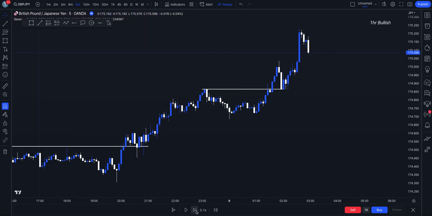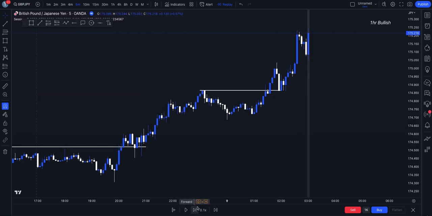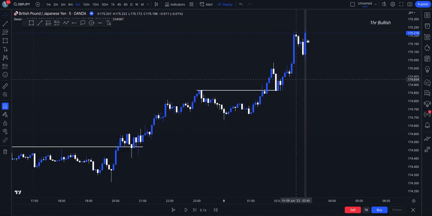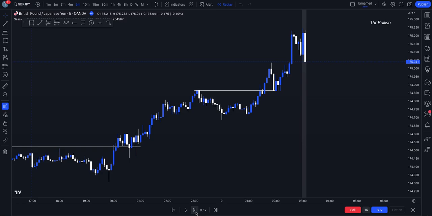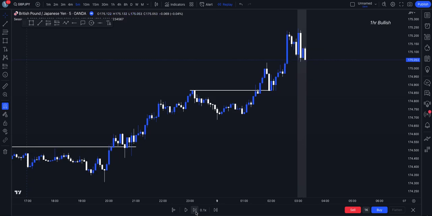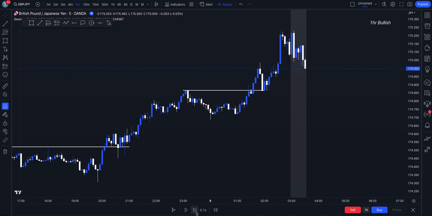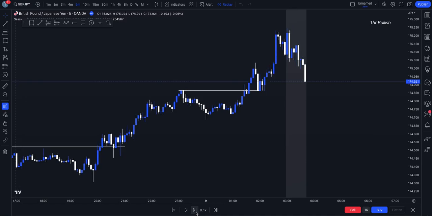So as I come into the 5 minute, I'm looking for some sort of break of structure to the upside, once again, with an imbalance. So as you can see here, this candle right here has not closed above this high yet. So we are not taking that. As you can see, it rejected from the high because they were showing no willingness to continue going up. So we'll fast forward.